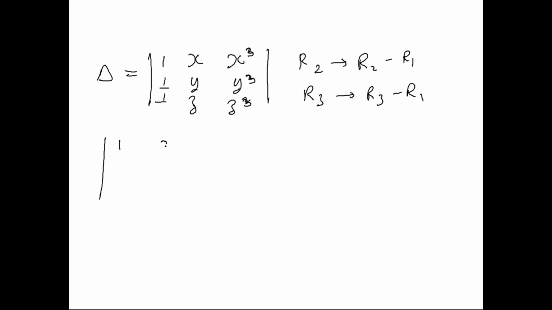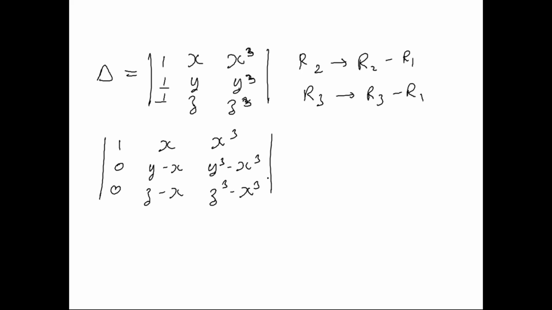So this will become 1, x, x cube. This will become 0. This will become y minus x. This becomes y cube minus x cube. This becomes 0. Z minus x. This becomes z cube minus x cube.